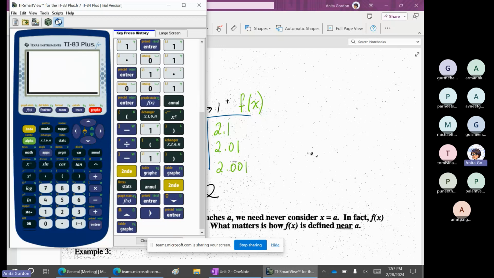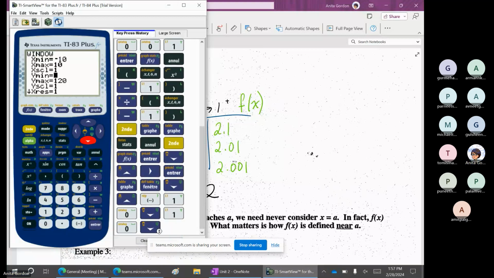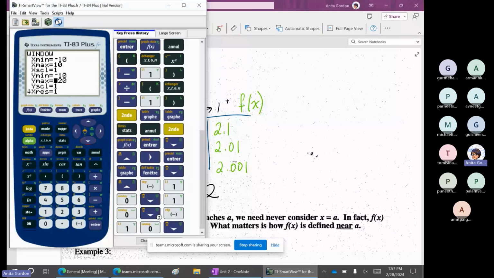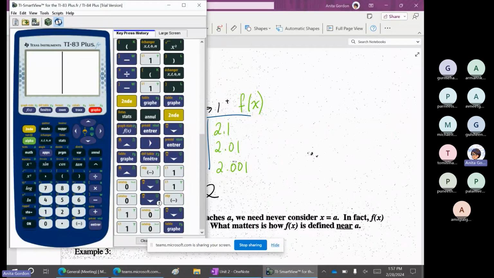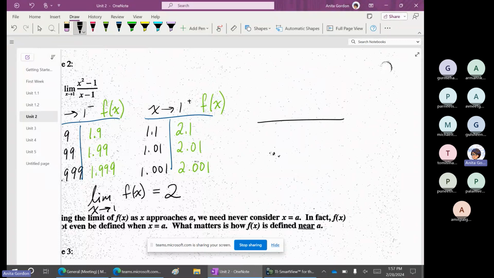And my window is not correct, so I'm going to fix my window because this was still based on the previous example from yesterday. Okay, so let's go back to -10, +10, -10, +10. Graph. So there's my function. This is a really grainy image of my function. But essentially, it looks like this.